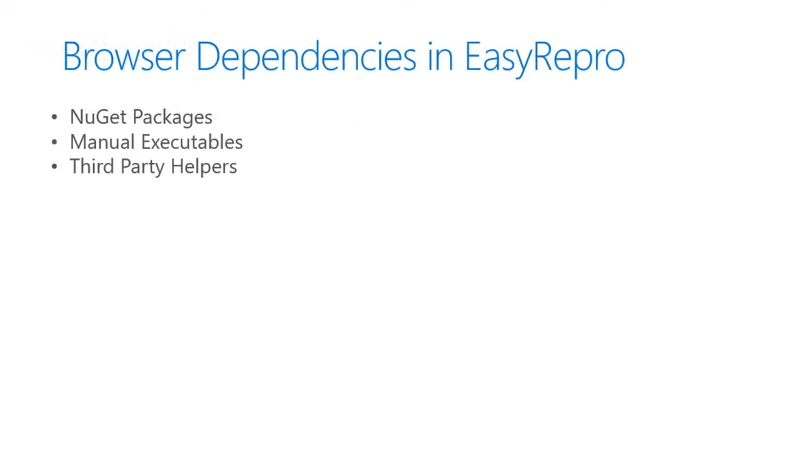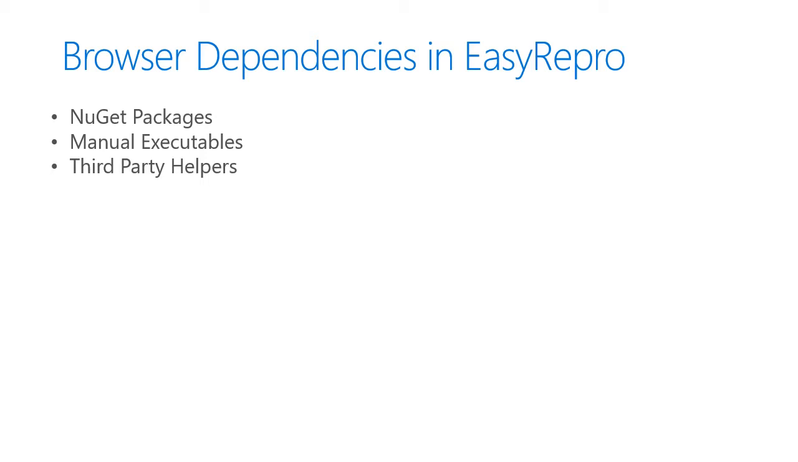So for working with browser dependencies in EasyRepro, the three typical ways I see are using NuGet packages. NuGet packages will obviously be found in the NuGet package manager. Most browser drivers will have them, so Google Chrome and Microsoft Edge will have them. You'll be able to version them, and once you work with it locally or even in Azure DevOps, you can work with NuGet packages to bring in your dependencies.